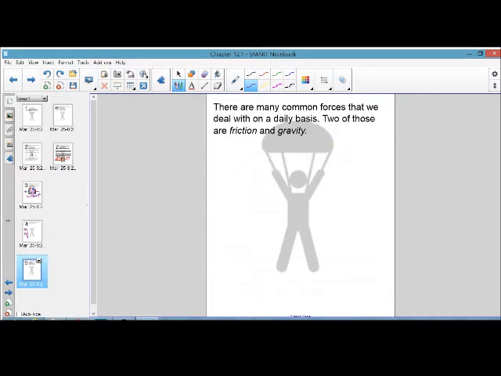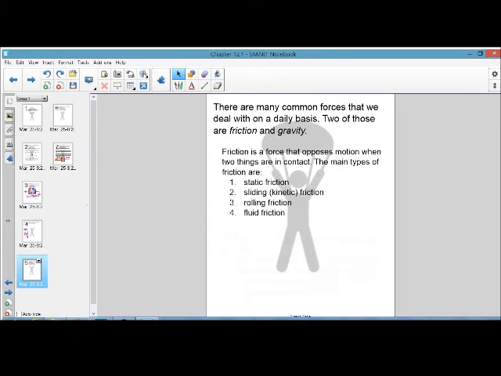Now, there are many common forces we deal with on a daily basis. We deal with a lot of pushes and pulls. Otherwise, we wouldn't move, we wouldn't go anywhere, we wouldn't be able to interact with objects, and it would be horrible. But there are two really common forces that we interact with every day, and those forces are friction and gravity. Friction is a force that opposes motion when two things are in contact.